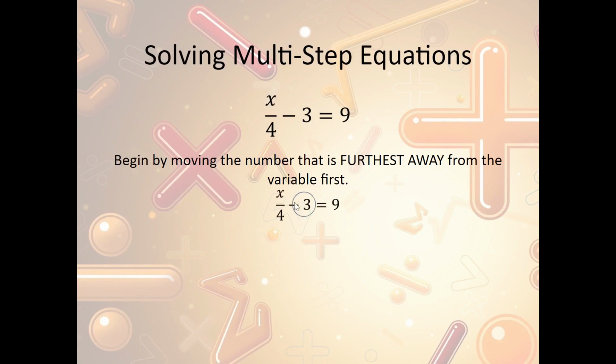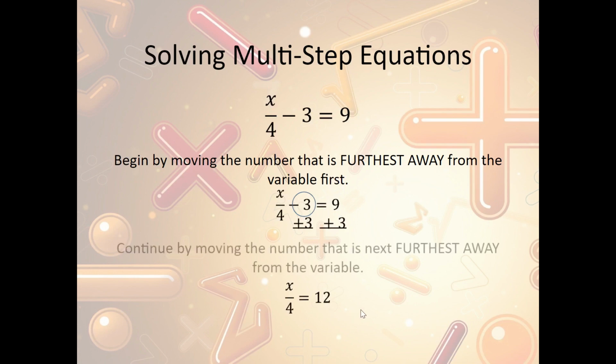So we're going to add 3 to both sides to get rid of this minus 3. And we get x over 4 is equal to 9 plus 3 is 12. Now we get rid of whatever's next furthest away, which in this case, the only thing that's left is the 4. And the 4 is dividing from x. So we undo that by multiplying. So we'll multiply both sides by 4, and we get divided by 4 and times 4 cancels out, so we got x by itself is equal to 12 times 4, which is 48.